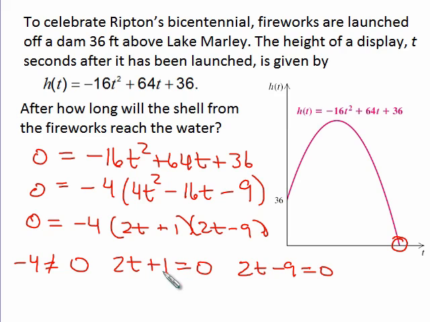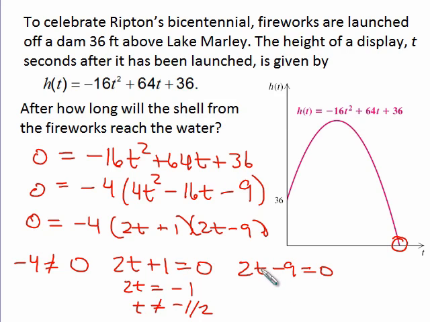So in the first one, I'm subtracting 1 from both sides. So I get 2t is negative 1 and divide by 2. So t is -1/2. But realize that t is the time in this problem. We're looking for how long it takes to hit the ground. So time can't be negative in this particular problem.